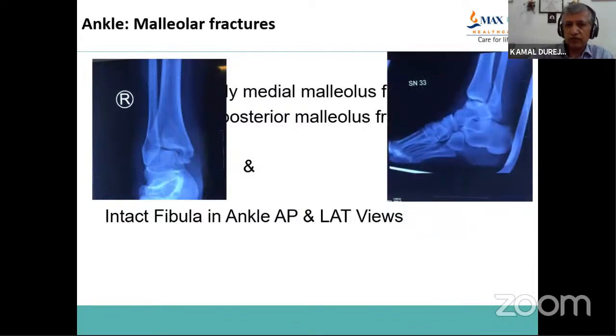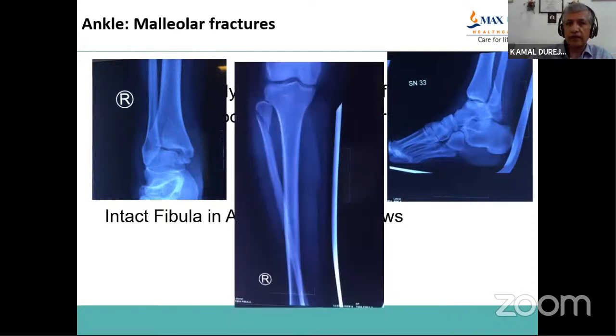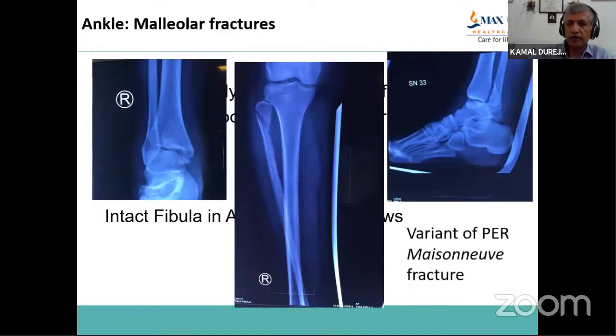In this situation, it is always important to take a full-length X-ray. And you find here a high fibular fracture, a so-called variant of PER, named the Maisonneuve fracture. So include the knee joint if you are suspecting your injury to be a PER kind of injury.